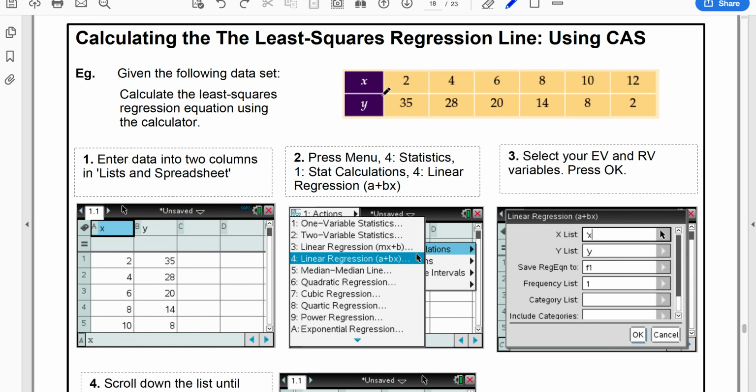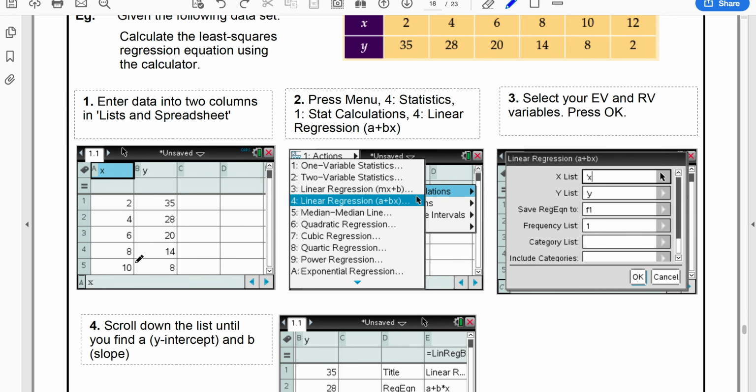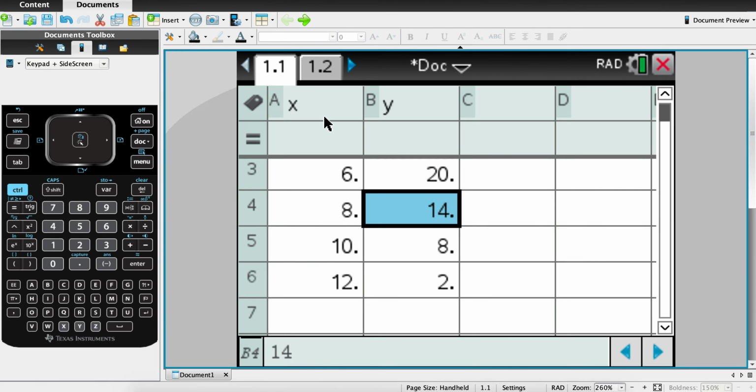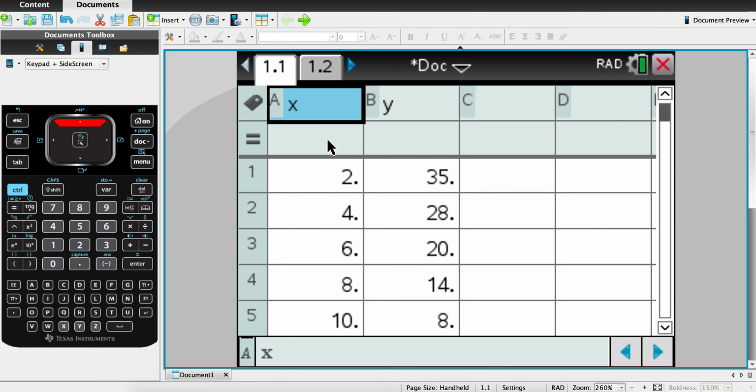As you can see, we've got the data given to us. Our first step in trying to get it is to get the data into our calculator. We do that in lists and spreadsheets. Now I have done that already, so if you want to, you could pause here and do that. So X for our EV and Y for our RV.